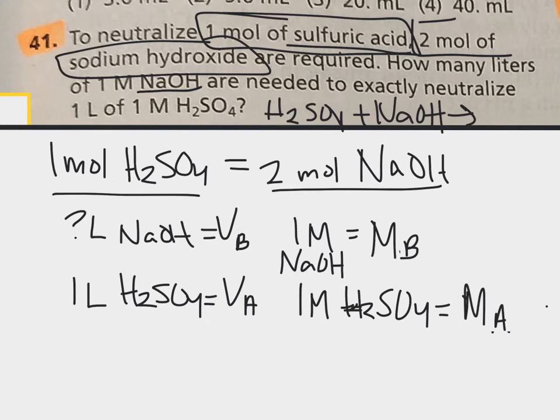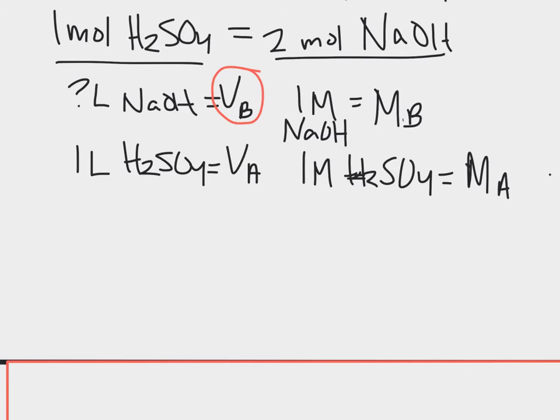All right, so now I have all this information, but in the end, all I really want to know is how many liters of this base do I need to neutralize it? So let me move this work up so that we can get down to business. Step 1: if I need to eventually get the volume of B, and I know this relationship that for every 1 mole of sulfuric acid, there's 2 moles of sodium hydroxide, the first thing I need to do is figure out how many moles of the acid I have.